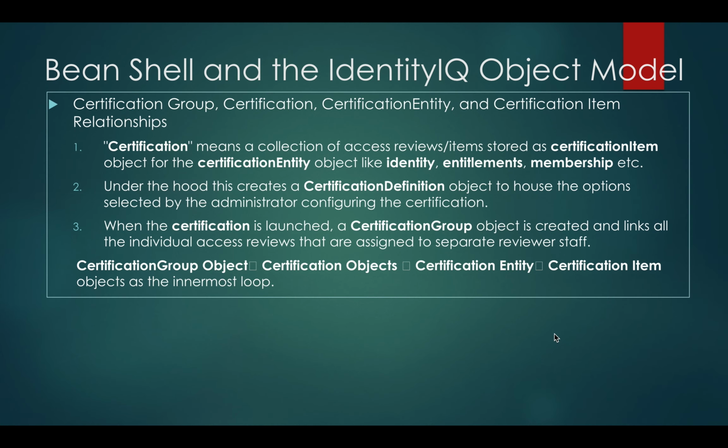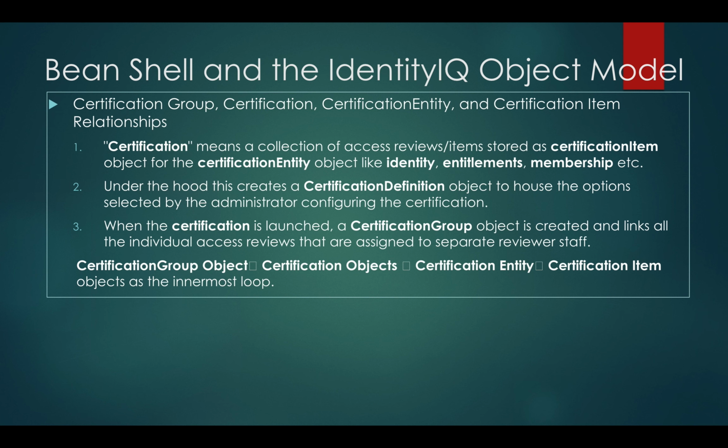Similarly, in the coming classes we'll describe certification. Certification is actually a collection of access reviews or items. This means the respective owner will check whether any user has the right access or not. Generally these access reviews or items are stored in SailPoint as certification item objects, and these certification item objects are associated with certification entity. Certification entities are actually the objects which are being certified. So in SailPoint we certify identities, we certify entitlements, we certify role membership, we certify role composition.